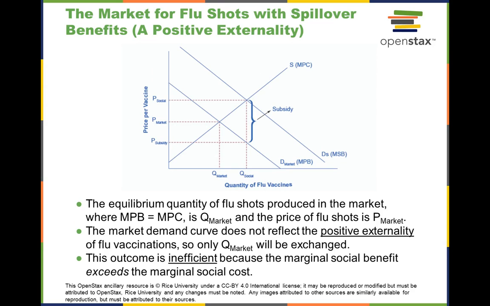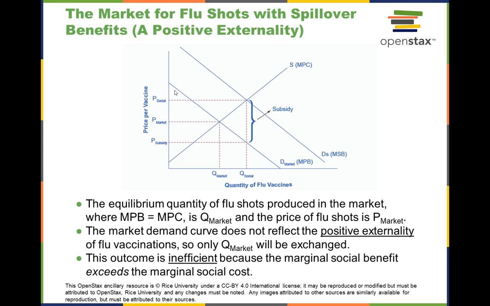So here we can see the market for flu shots with spillover benefits, or positive externality. And we can see that the vertical axis is set up for price per vaccine. And that's similar in microeconomics when we look at supply and demand. The vertical axis is going to be the price. Down here we see the quantity of flu vaccines. And this is similar to the supply and demand curves in microeconomics. Quantity is going to be on the horizontal axis. And so ignore the rest of these lines.